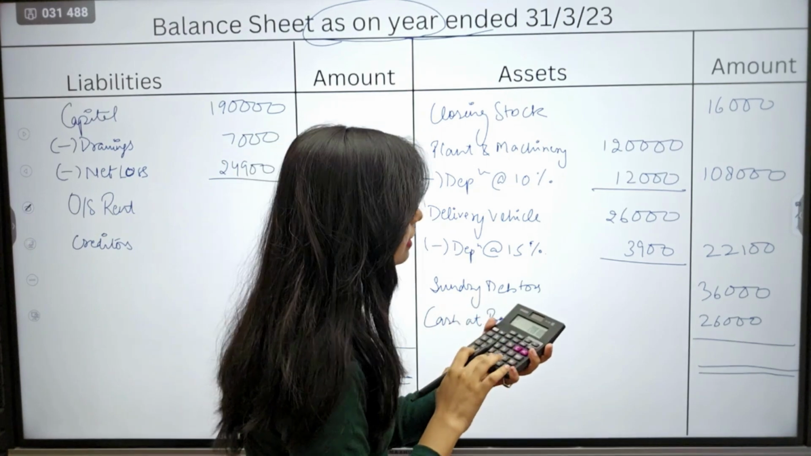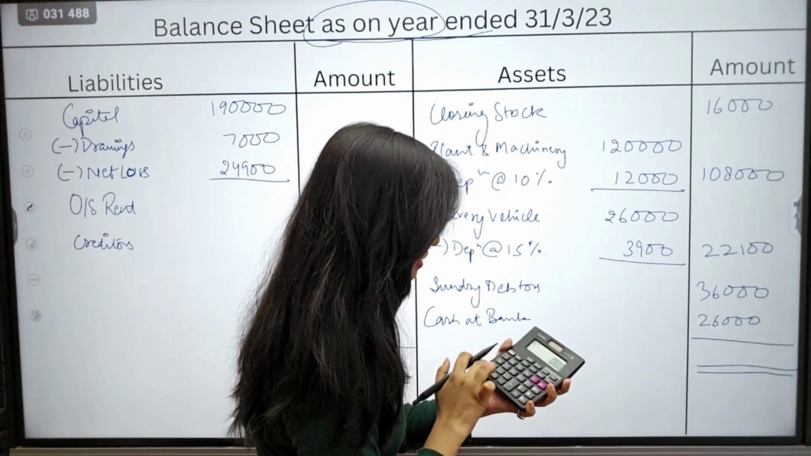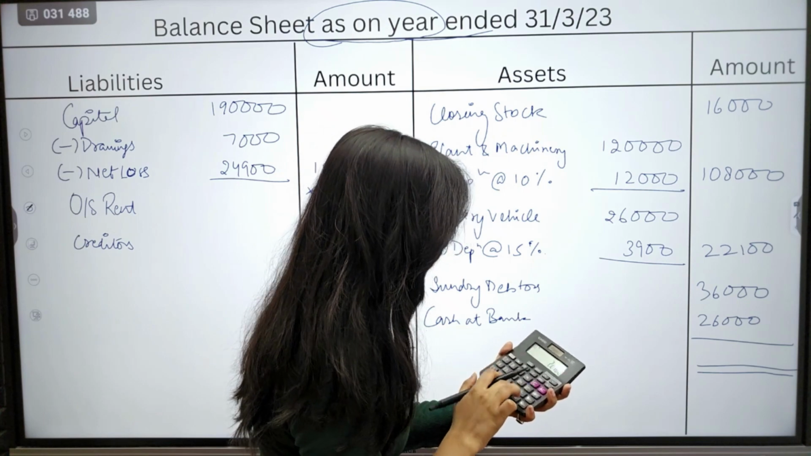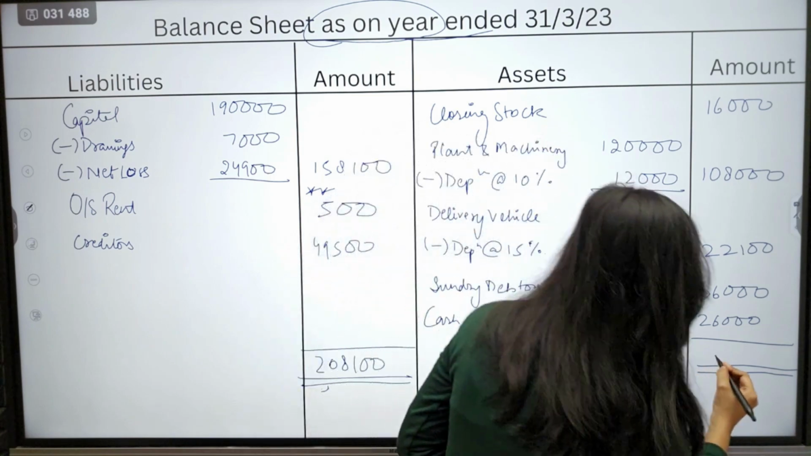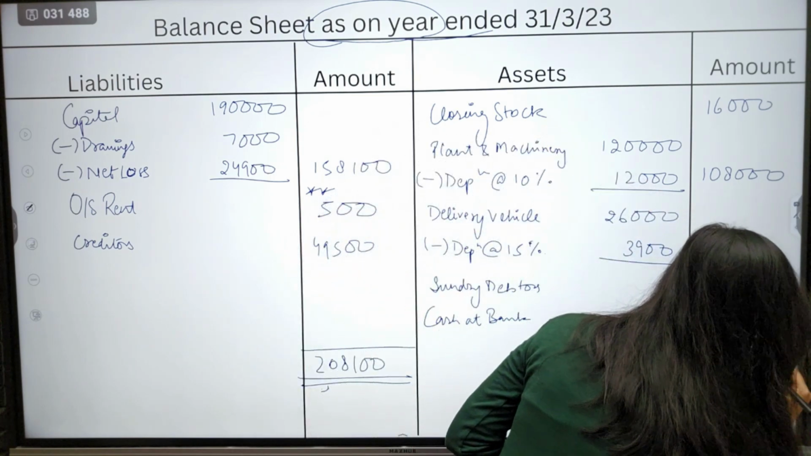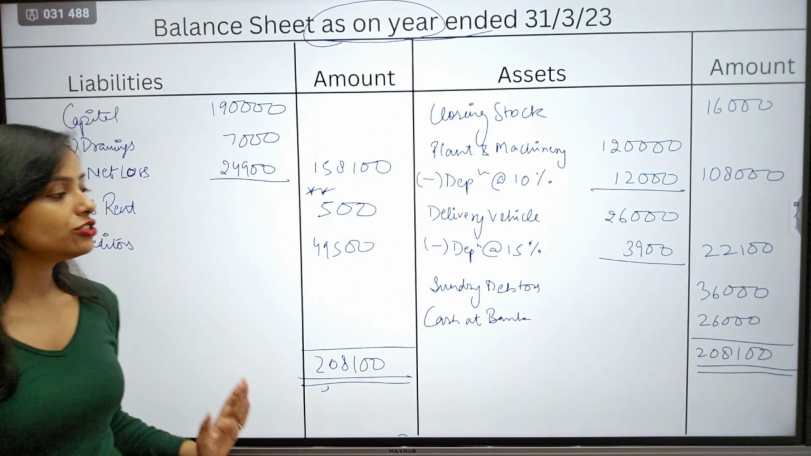Now sit tight. Well, this is a very simple question, so obviously it is going to match. The level of happiness that you get when your balance sheet matches, as a commerce student, only a commerce student can understand that. So here we have matched the balance sheet.